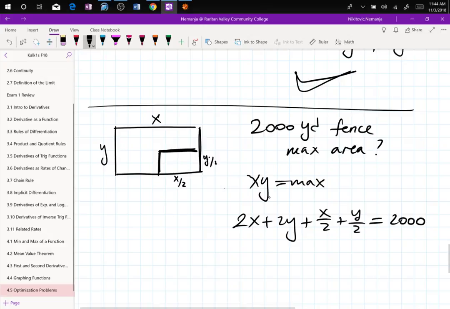But now we have the inner one over here. This is y divided by 2, and this is x divided by 2. That has to be added as well because that is physical fence that we have to put up. Because we want to separate the garden from the orchard, let's say, right? Or you put the tigers in here and rabbits in there, right? So whatever.